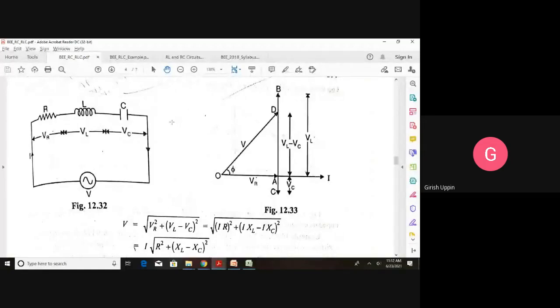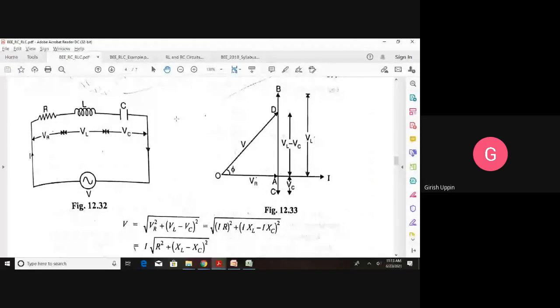In case of a pure capacitance, if we find the relation, the voltage across the capacitance is VC, the current that is flowing is capital I, and what is the relation between the current and the applied voltage? Current leads the applied voltage VC by 90 degrees. If we draw it, if VC is on the x-axis, then I would be on the positive y-axis, leading the voltage by an angle of 90 degrees.